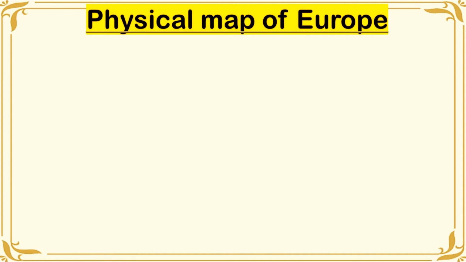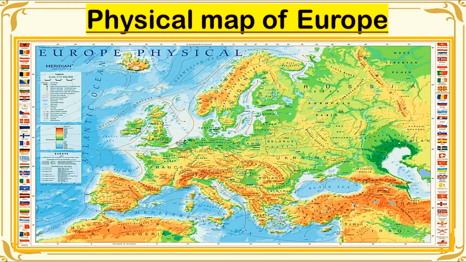Now class, this is the physical map of Europe. So as you can see class, there are three distinct colors in here that differentiate each other. So green color means the vegetation or forest, brown color means the land area, and the blue color means the bodies of water that surrounds the countries or the continent of Europe.